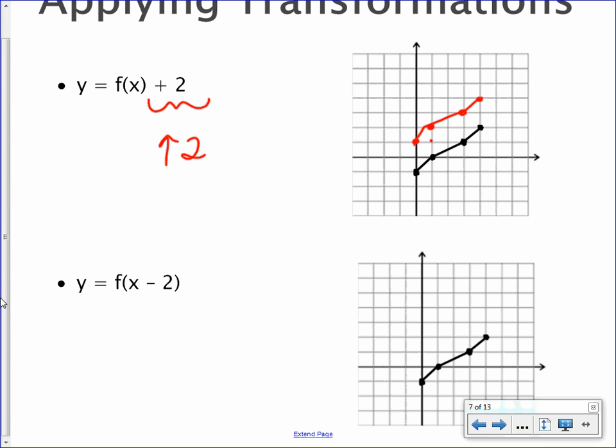Here's f of x. I want f of x minus 2. How does this affect my graph? Move it right 2. So I'm going to take each of my coordinates and I'm going to move them right 2. Easy enough? Okay.